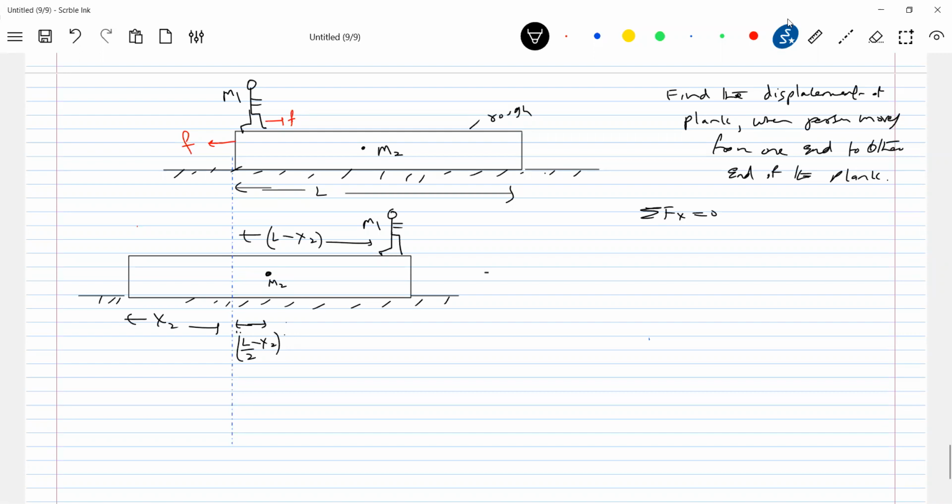And initially they are at rest. The person starts walking and the plank will shift. Why will the plank shift towards the left? Because of friction. Friction on the person will be towards the right, on the plank towards the left. Net force is 0. Initially the center of mass is at rest, so finally it should be at rest only. And as the net external force is 0, delta XCM will be 0. No change in the position of the center of mass. Therefore, XCMI should be equal to XCMF.